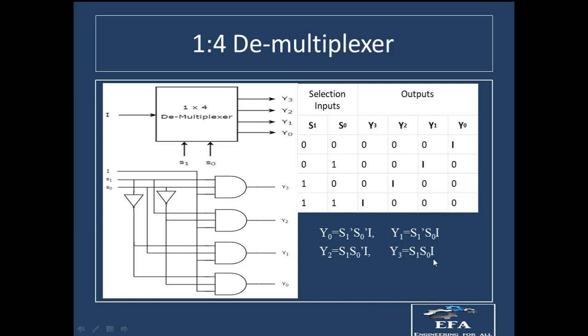So if we have to make the circuit diagram, you can see that we have 4 outputs, y0, y1, y2 and y3. In y0 we have to give both the complements, that is s1 complement, s0 complement. First of all we have I as the input line and s1 and s0 as the select lines. We have to take the complements also. So at this point we give s1 complement, s0 complement and I. At this point we give s1 complement, s0 into I. Here we give s1 s0 complement into I, and here we give s1 s0 into I. So ultimately we will have this circuit.